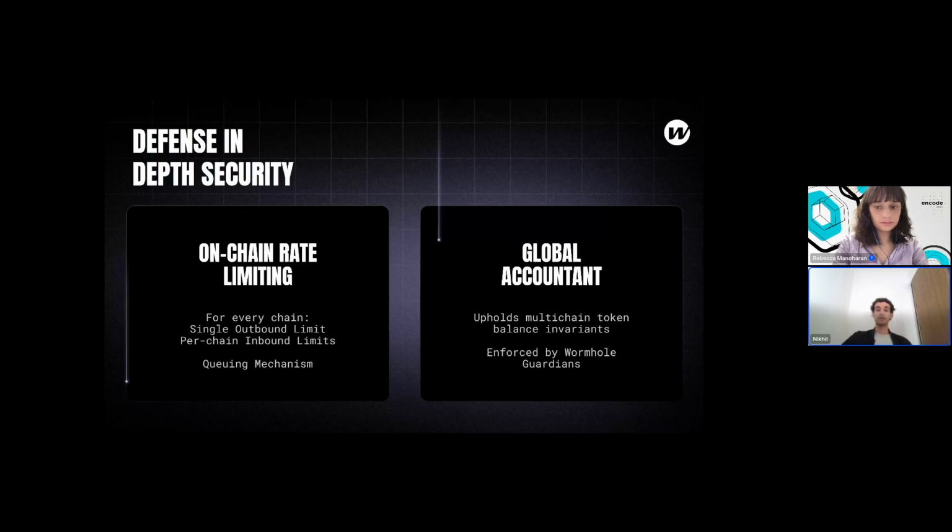The global accountant is, as I mentioned before, a security feature that's enforced by the Wormhole Guardians, and that ensures that you cannot transfer more tokens out of an ecosystem than the amount that's been transferred in. So in that way, it enforces supply balance invariance. So these features of rate limiting and the global accountant, together with the owner and pauser access controls, already cast a wide safety net for defense in depth security that protocols can benefit from when they use NTT.